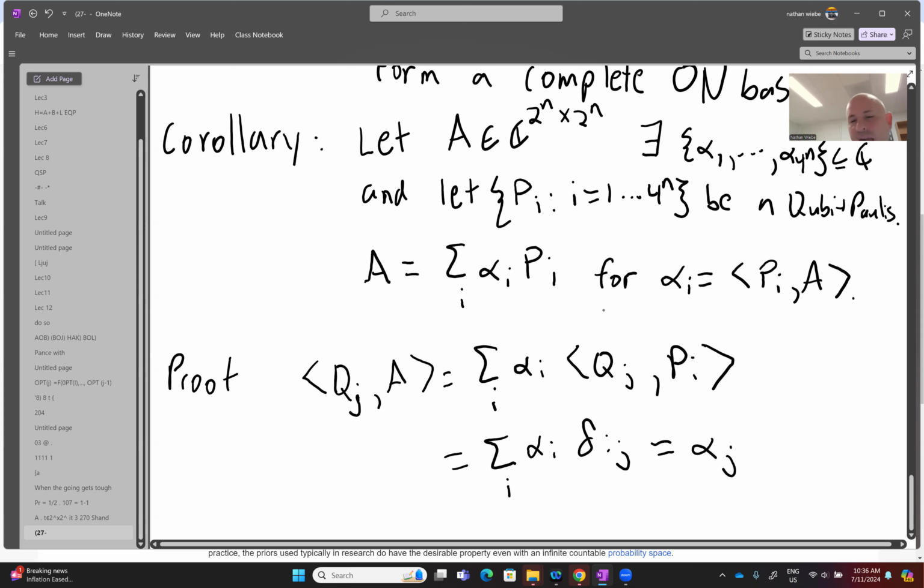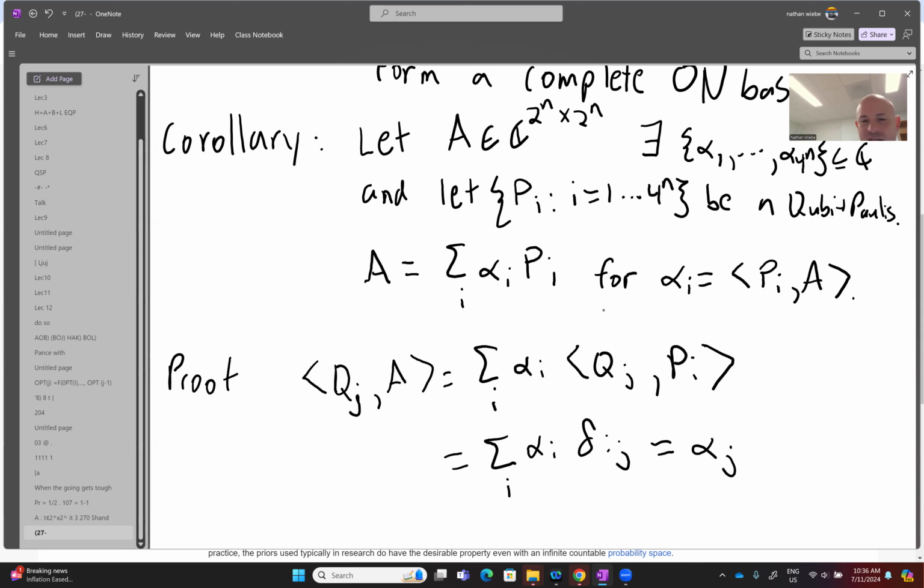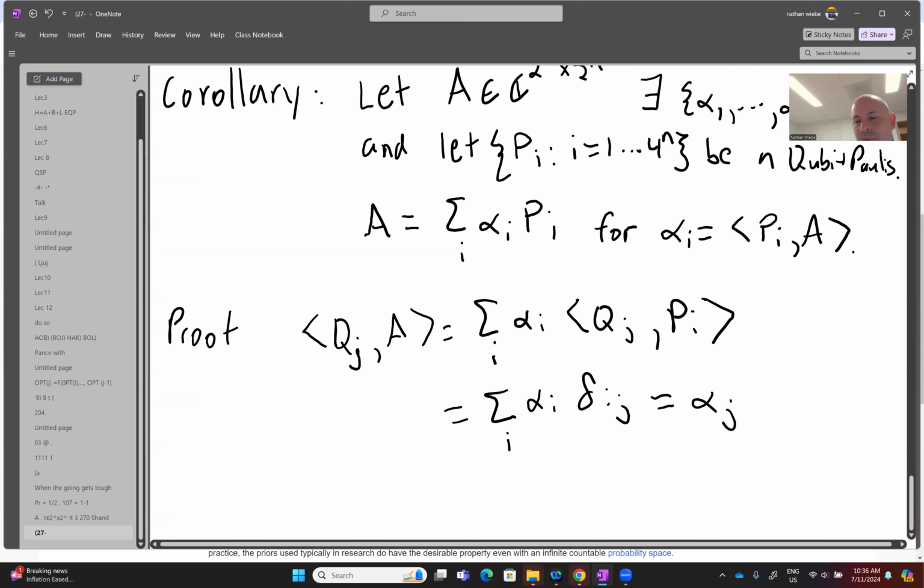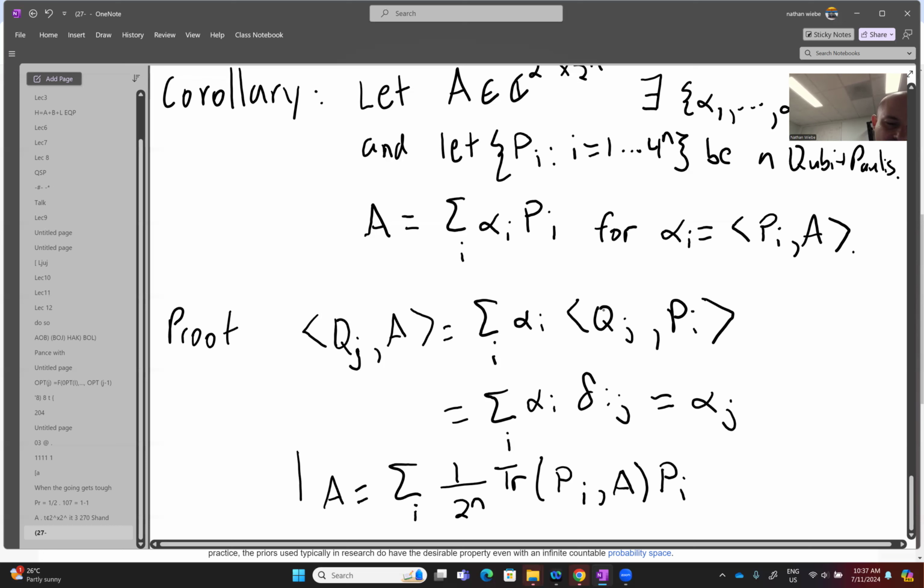So therefore, in order for any such expansion to hold, we have to have that these expansion coefficients alpha i are just equal to the inner product of A with respect to the Pauli operator. And in particular, a useful expression for this is 1 over 2 to the n trace of Pi A.